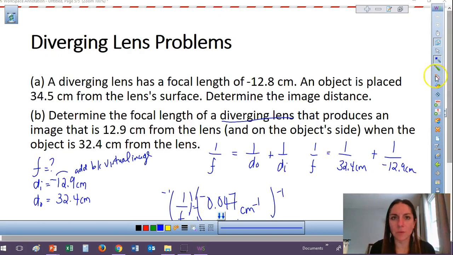Okay. So this concludes all the lessons on lenses. Hopefully this lesson helped you with diverging lenses and drawing diverging lenses. The next lesson is going to be talking about the applications of these lessons for eye corrections.